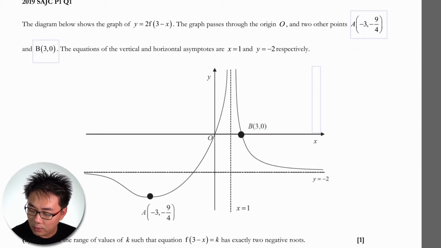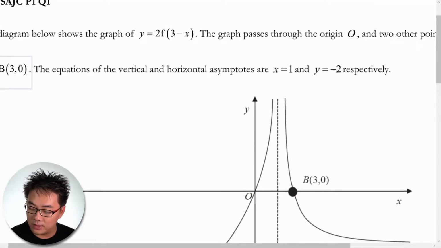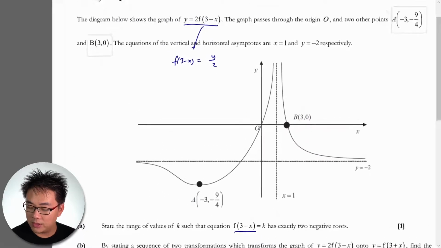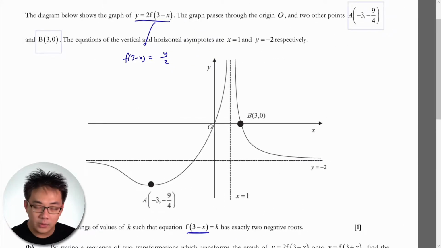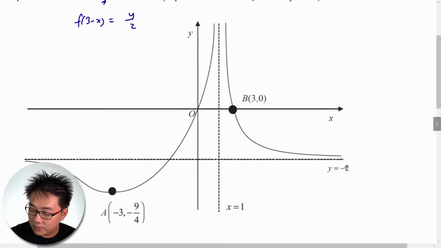So anyway, we're going to first identify what this graph here is with respect to the graph that we are given, which is this one here. If you want to find f(3 minus x), which is y over 2, it is a transformation of just scaling, scale factor of half. I think most of you already know that. In other words, it's just divided by 2. The shape will be the same. All the y values will just be divided by 2.